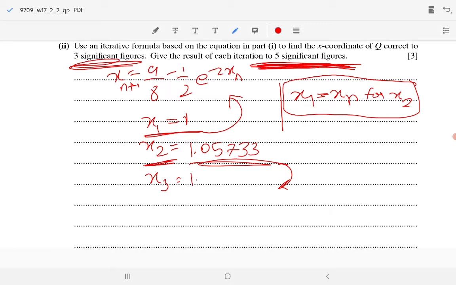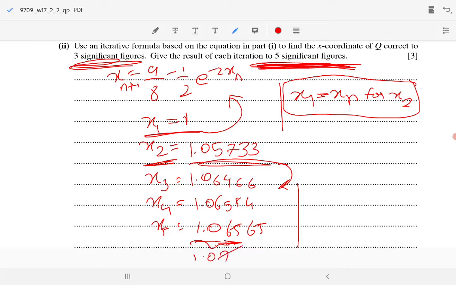We get 1.06466, x4 1.06554. Now if you see, we only want 3 significant figures, so let's do one more iteration. We get 1.06565. So if you see, for only 3 significant figures, we need to round off 65 to 1.07, so x is equal to 1.07.